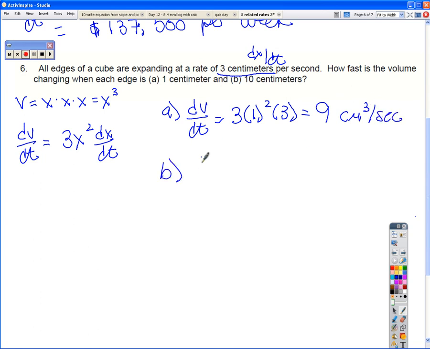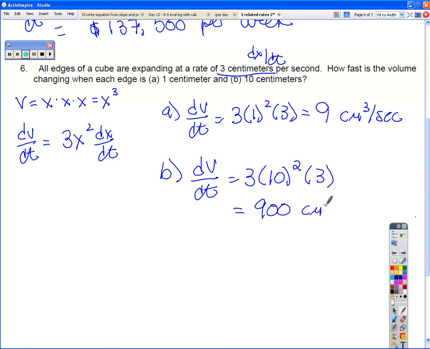And for part B, now the edge is 10, so that equals 900 centimeters cubed per second as the rate of change of the volume.